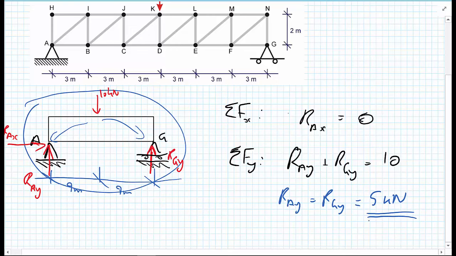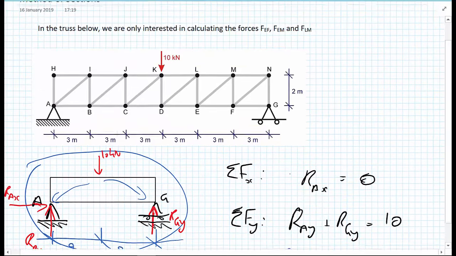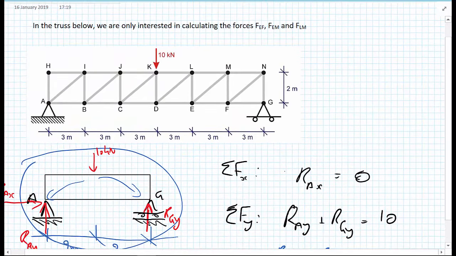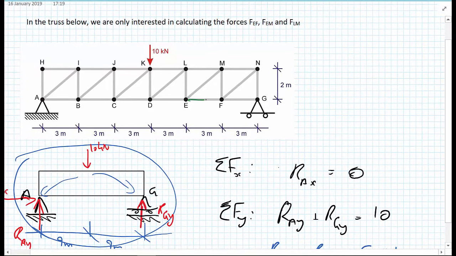We're going to go back and look at our truss. Now, in this problem, we're told that we only need the forces FEF, and I'm going to mark these up as we go along. So FEF, we want this force. We want FEM, which is this bar here, and we want FLM, which is this bar here. So there are 3 bars.